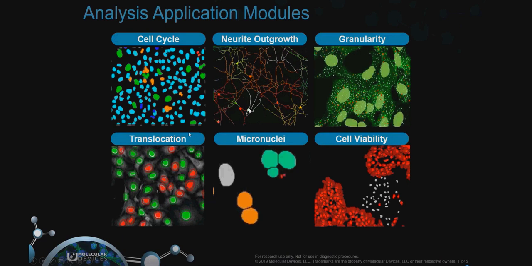The overlay here that you see is the image segmentation. From this, we can get multi-parametric data, cell-by-cell data, as well as summary. So here you see an example of neurite outgrowth. A granularity, this could be any kind of puncta, this could be vesicles, DNA damage, internalization, and so on.